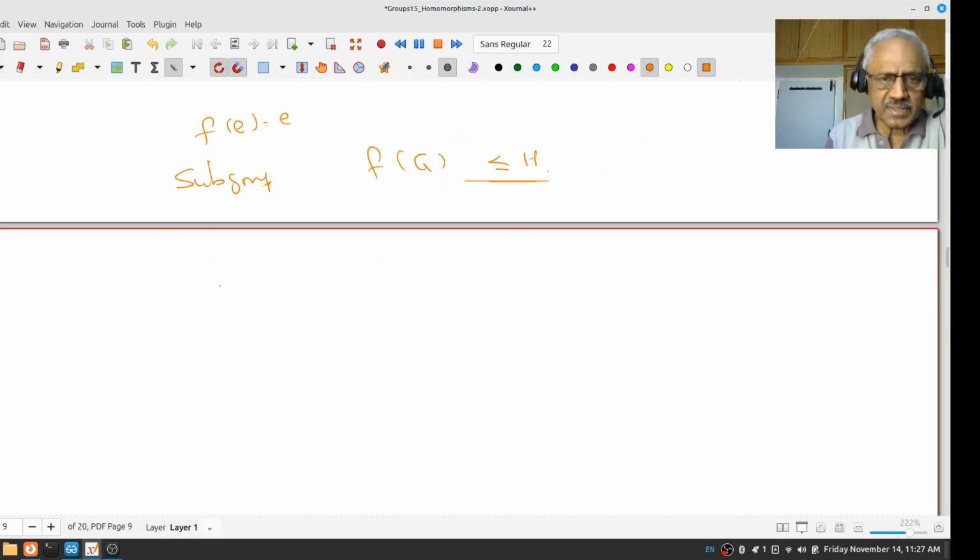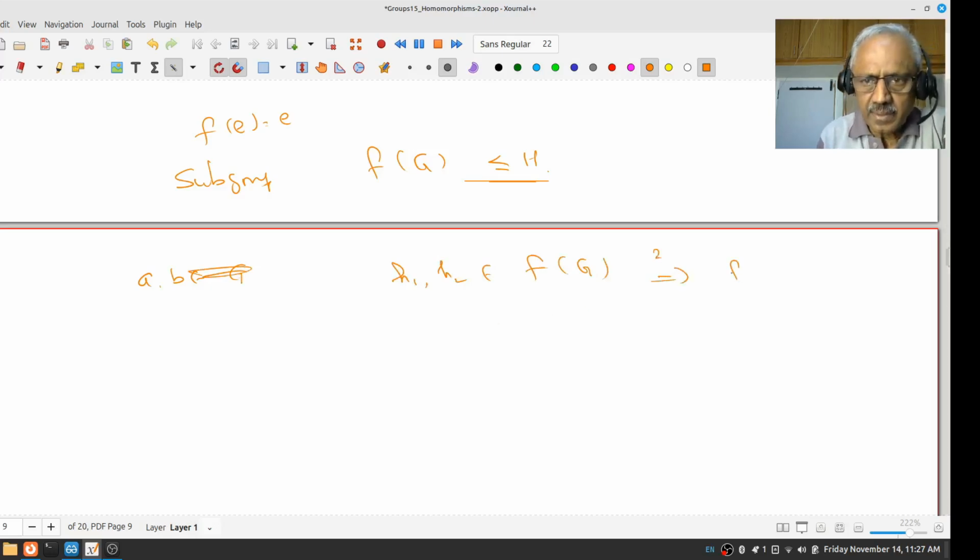That proof is easy. Suppose, let h1, h2 belong to f of G. So I have to check whether h1 times h2 belongs to f of G. And if h belongs to f of G, does h inverse belong to f of G?